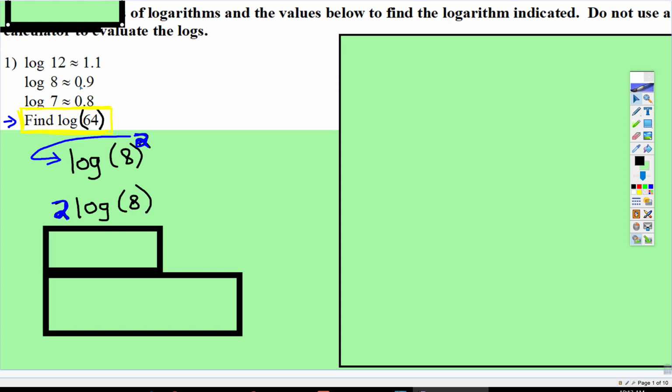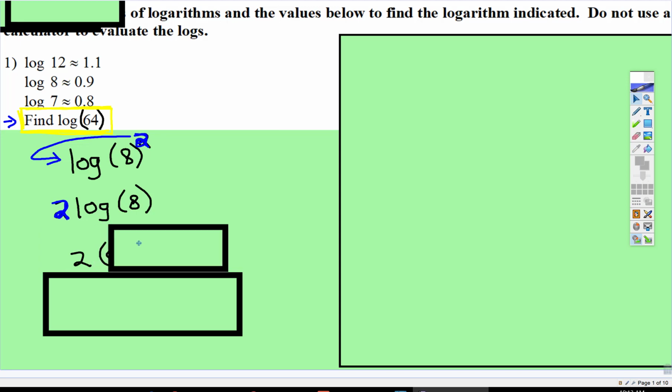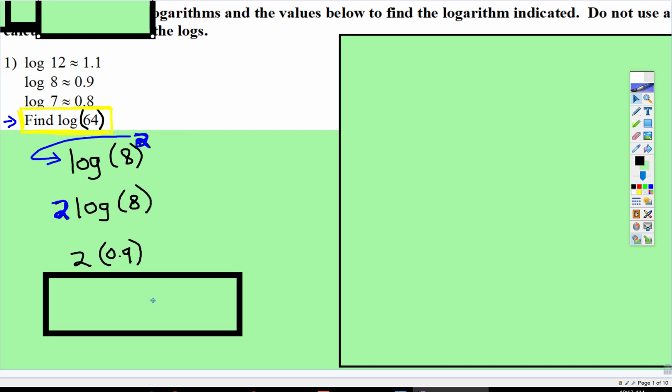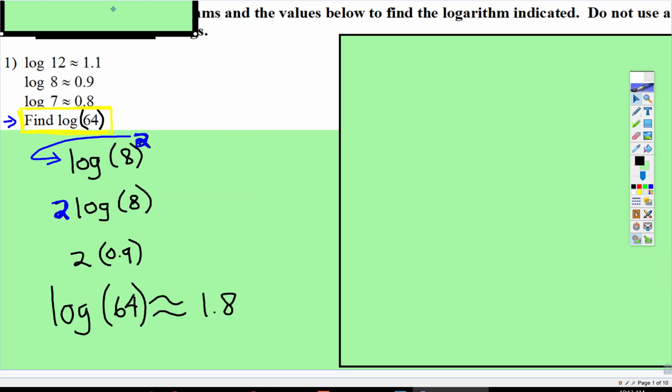Log 8 is about 0.9. So instead of log 8, we can substitute 0.9, and then we rewrite it as log 64 is about 2 times 0.9, which is 1.8. So that is everything. That's how you'd show me that you understand properties of logarithms.